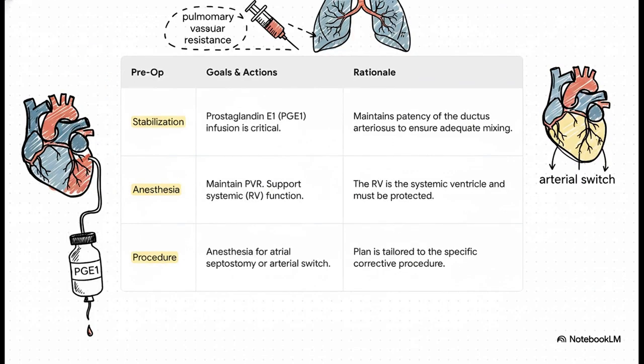So given this bizarre physiology, our entire anesthetic plan is about one thing: keeping those mixing points open. A prostaglandin infusion, PGE1, is literally life-saving because it keeps that PDA from closing. Our job in the operating room is to support the function of that systemic right ventricle, which is really struggling with its new high-pressure job, and to avoid anything that might increase pulmonary vascular resistance. The whole goal is just to keep the baby stable enough to get to a corrective procedure, whether that's a balloon septostomy to create a bigger mixing hole or the definitive arterial switch operation.